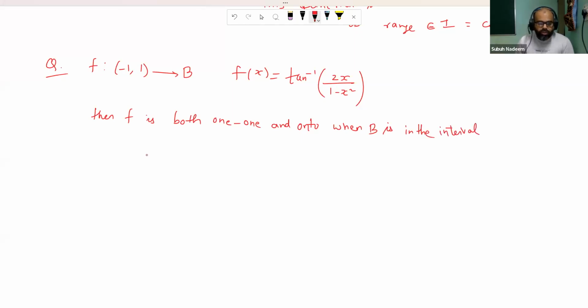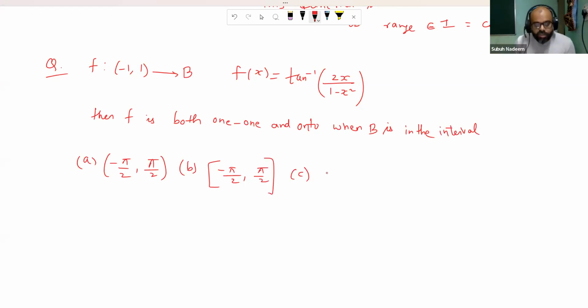Options are given to us. A: minus pi by 2 to pi by 2, open interval. B: minus pi by 2 to pi by 2, closed interval. C: 0 to pi by 2. D: 0 to pi by 2, both open.